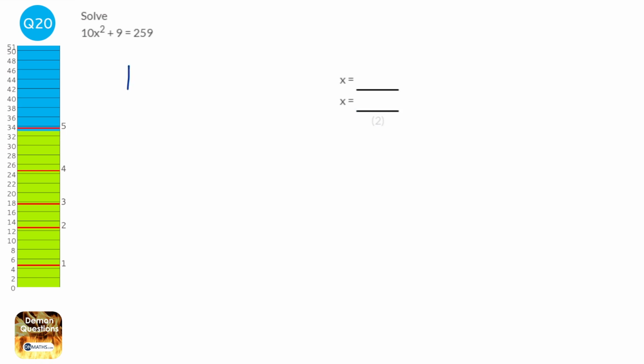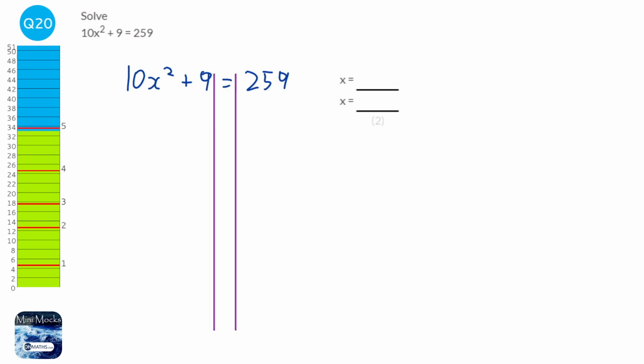So I'm going to write this question out a bit bigger, just so we've got a bit more room. And we're asked to solve. So what we're going to do with this is we're actually going to start by putting our solving lines in. And we're going to try and figure out what we do to get x on its own. So we're going to start by subtracting 9 to both sides.